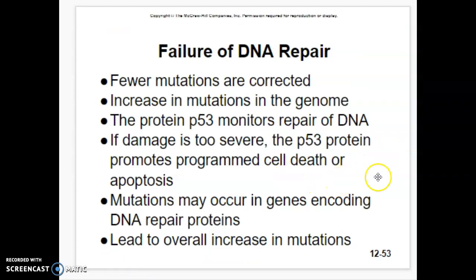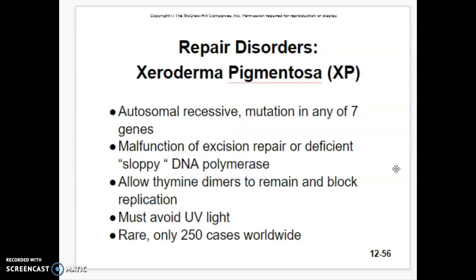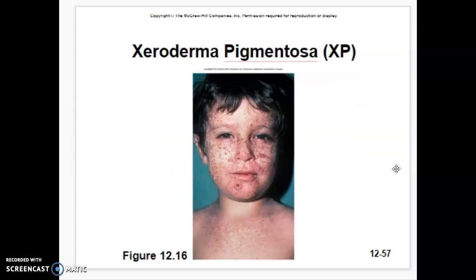If we don't repair them, generally you'll accumulate a protein that will cause your cells to go through apoptosis and die off. However, sometimes this monitoring system doesn't work. There are different disorders that can create that. Colon cancer. Xeroderma pigmentosa. Here's an example of that.